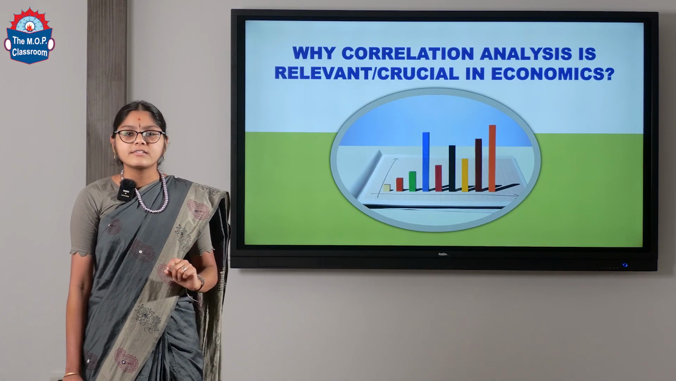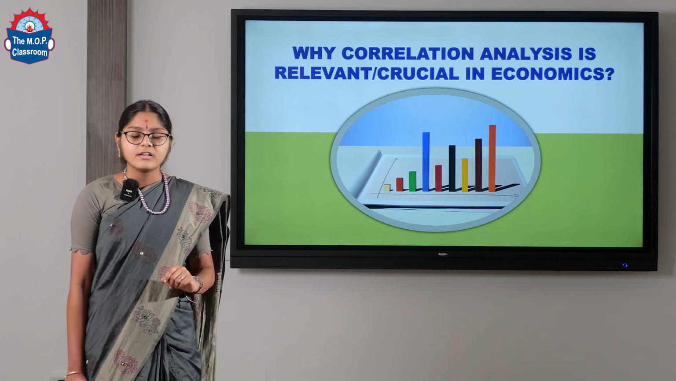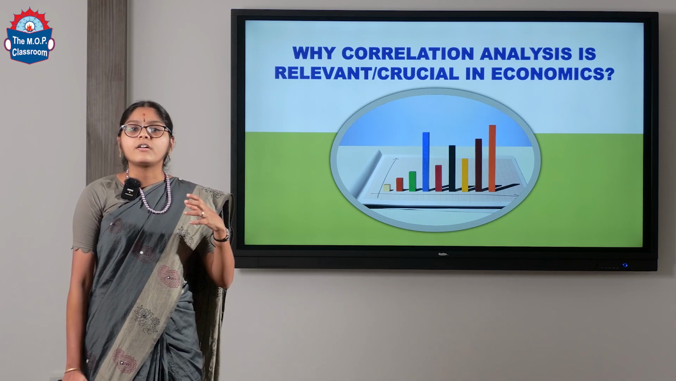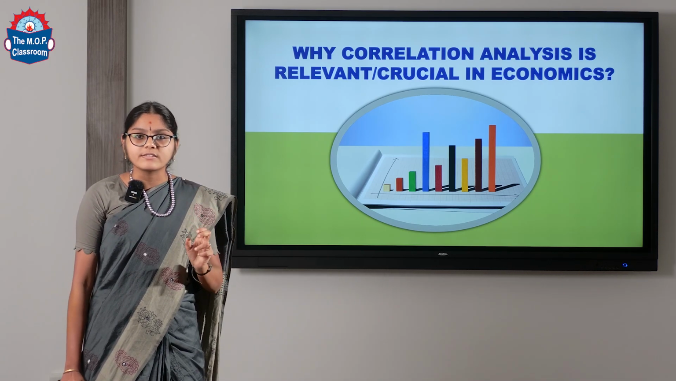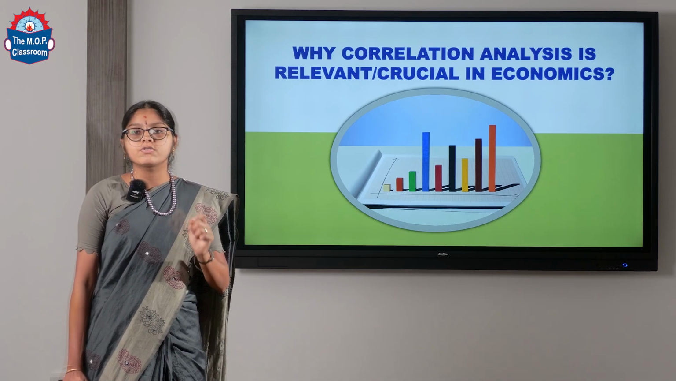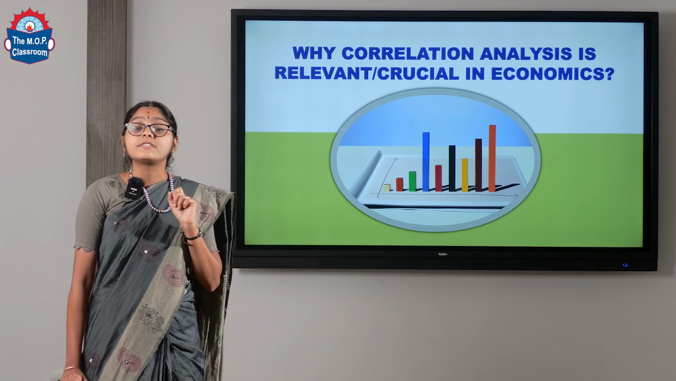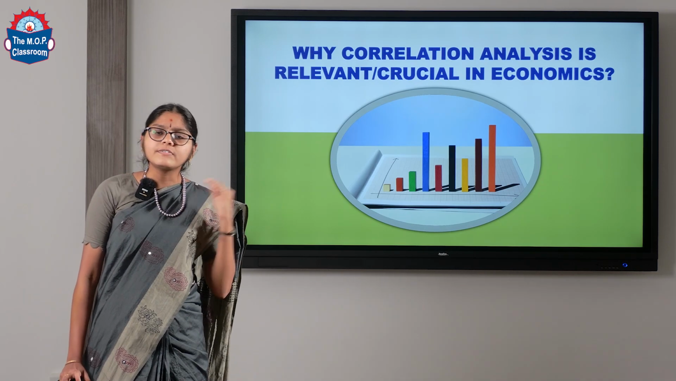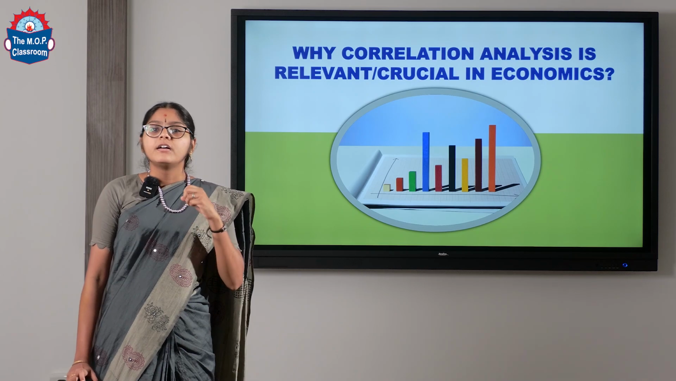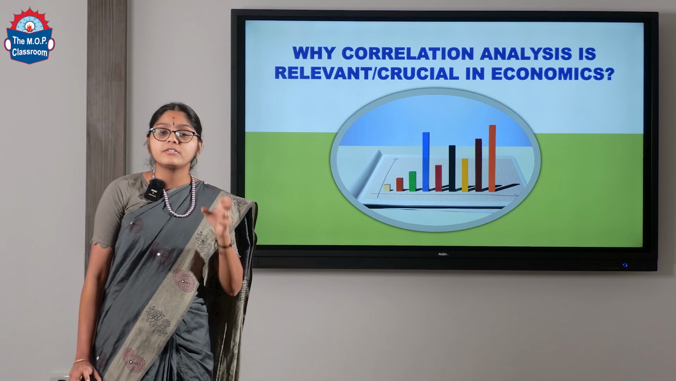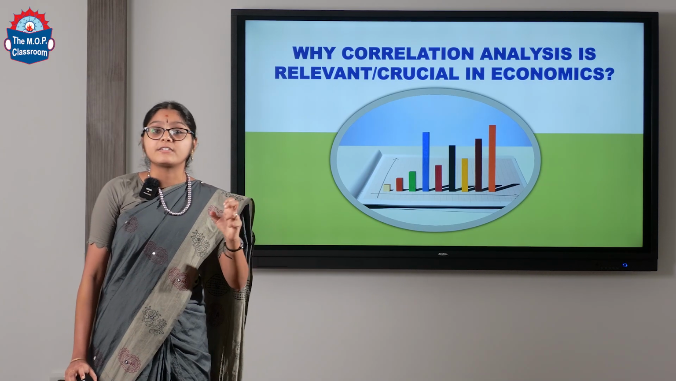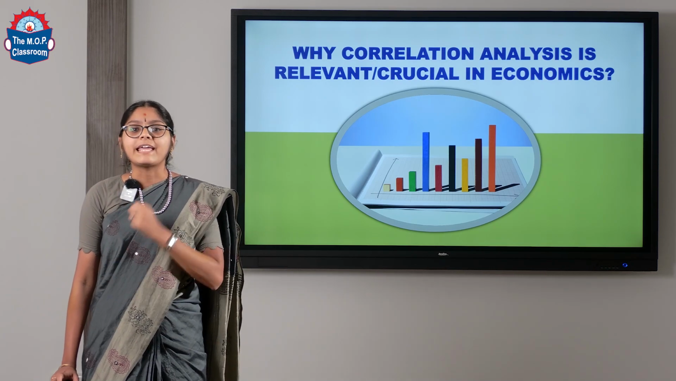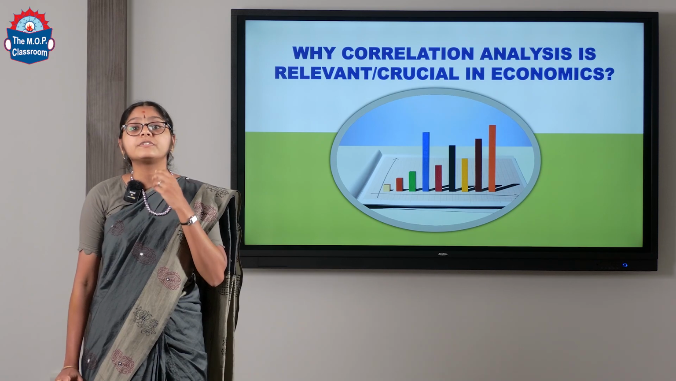Why is correlation analysis relevant or crucial in economics? You all will be wondering, as an economics student, why should I read about this correlation? It is always there in the mind that this is a concept which should be studied only by mathematics students or statistics students. But correlation is very relevant and crucial in economics. Whatever analysis you are going to do, for example, you wanted to see whether there is an association between GDP, that is gross domestic product, the national income of the country, and the life expectancy or the educational aspects of the country.